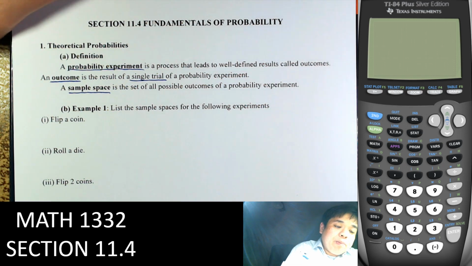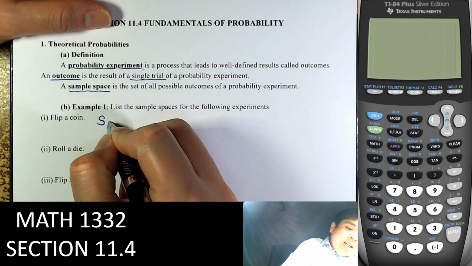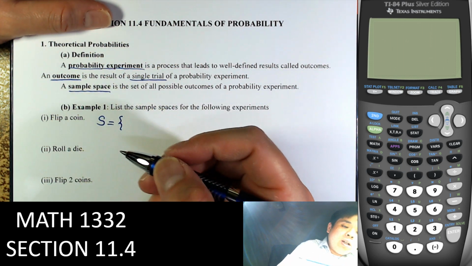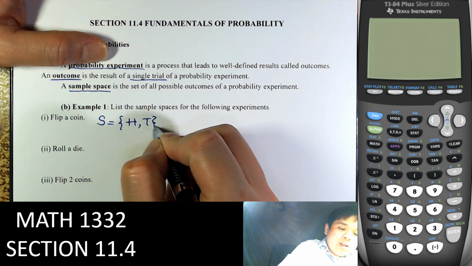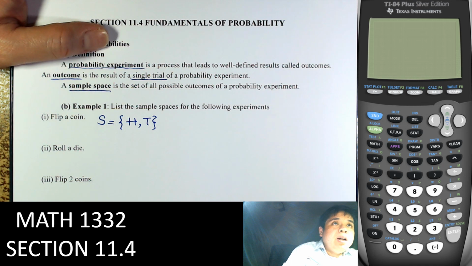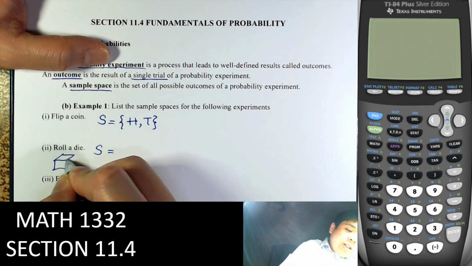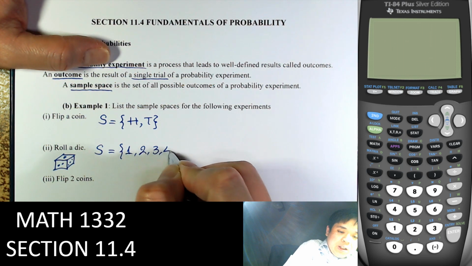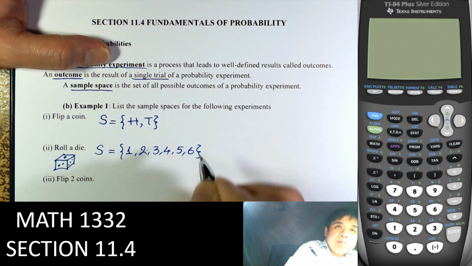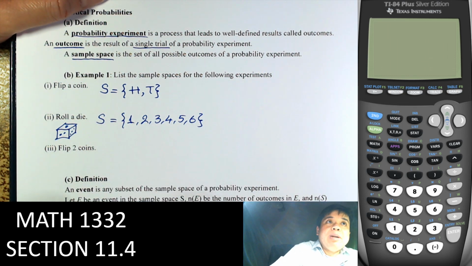Here we have some examples. Flipping a coin, the sample space, usually denoted by S, we're just going to list all the possible outcomes. Flipping a coin, that will be a head or tail. And rolling a standard die has 6 faces, so 1, 2, 3, 4, 5, or 6. So those are the possible outcomes. That will be the sample space.